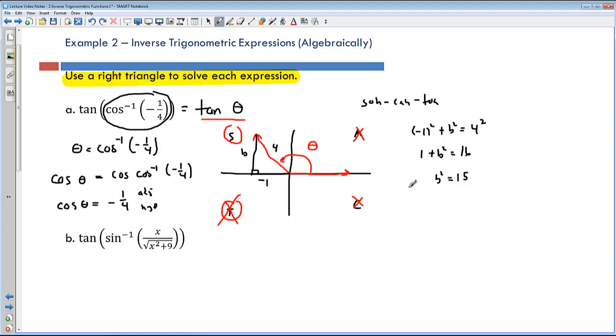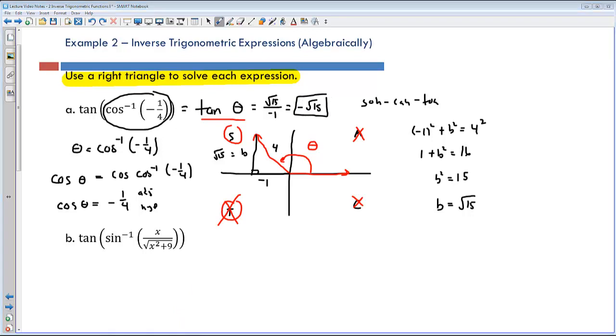And then when I square root both sides, I'm going to take the positive piece because I see b is in this second quadrant, and the outputs are positive in the second quadrant. So I'll take the positive square root, I get b equal to root 15. And so now finally I can solve for tan of theta. Remember, tan of theta is the opposite over the adjacent. So the opposite is root 15, and then the adjacent is -1. So that's equal to negative square root of 15.